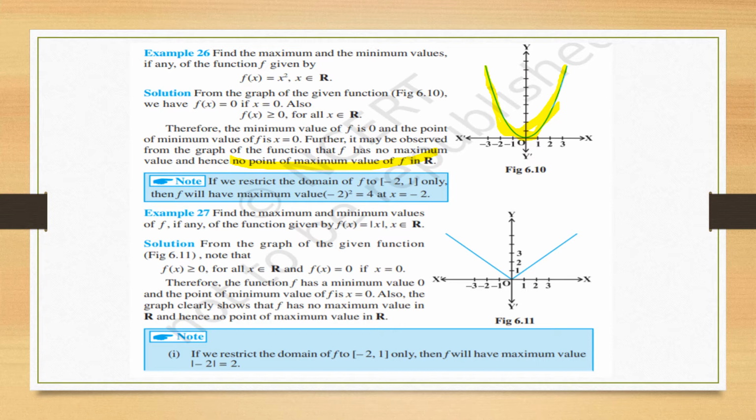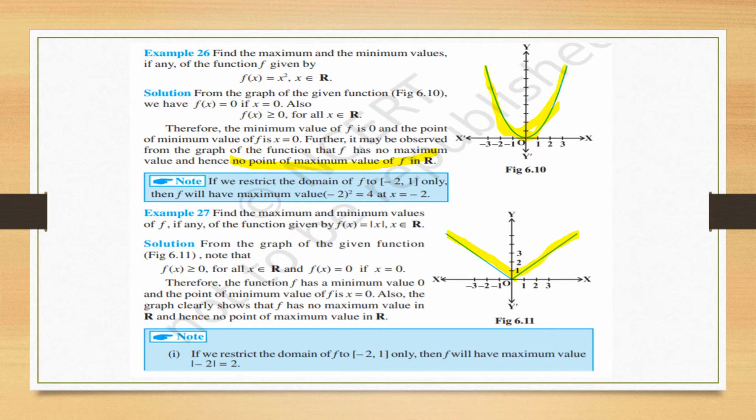Okay. Similarly, let us take example number 27. Find the maximum and minimum value of the function, and the function here is the mod function, x belonging to R. You are also familiar that the mod function graph is this V-shaped graph. Okay. This is for y equal to x, and this is for y equal to -x, and you know they intersect at point 0.